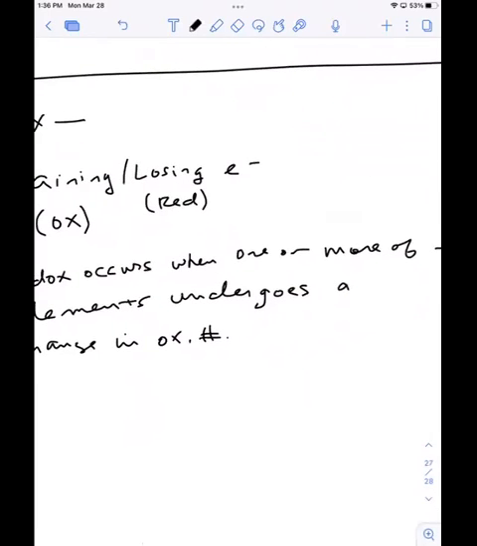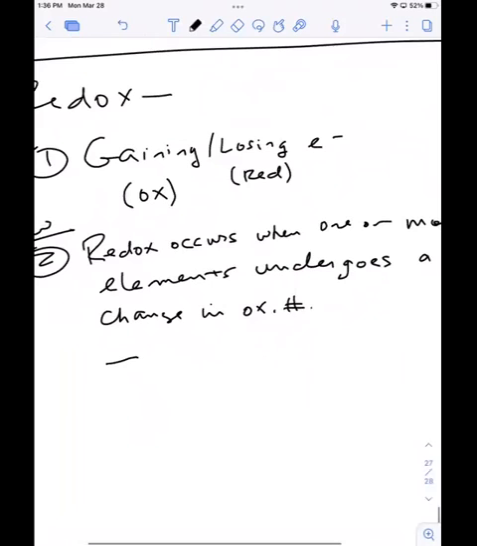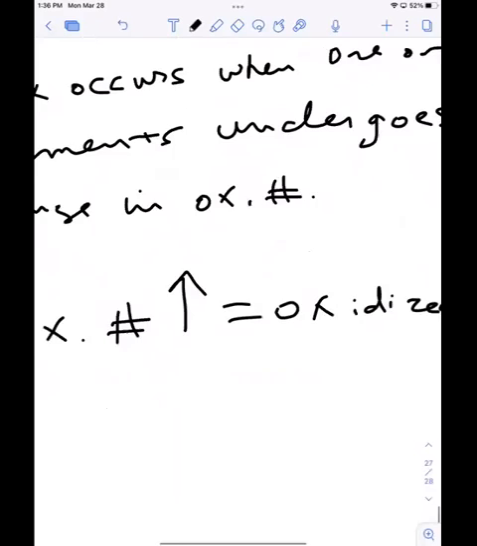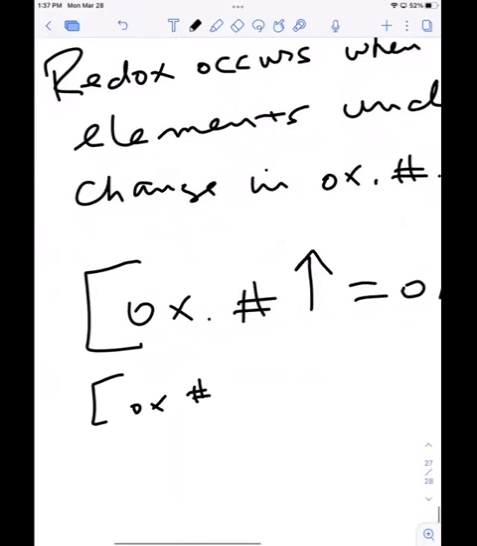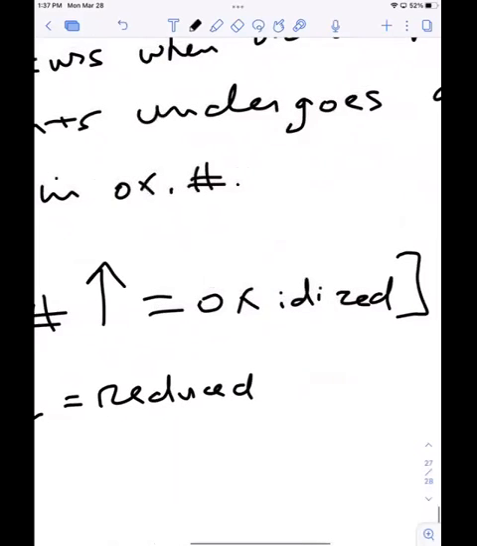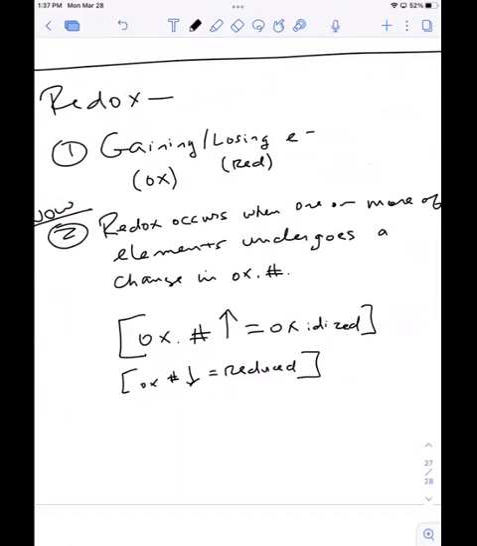All right. And so again, that's connected, right? If the oxidation number goes up, if it increases, that means that something has been oxidized. If it goes down, that means it has been reduced. And the way you make the oxidation number go up is to lose electrons. That's what oxidation is. The way you make the oxidation number go down, or reduce it, is to add electrons.